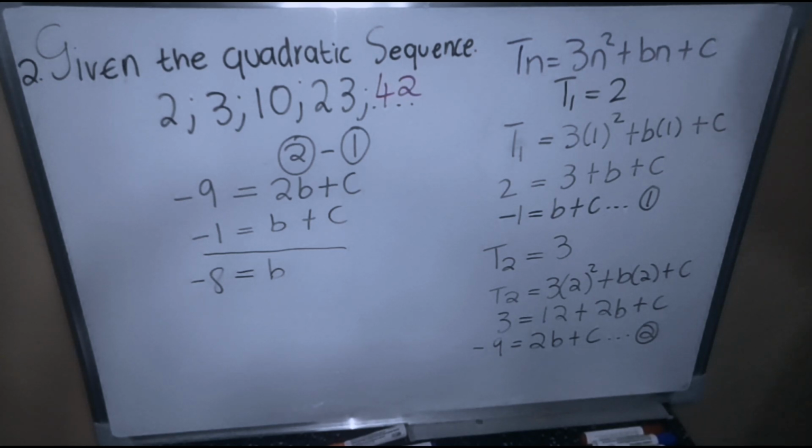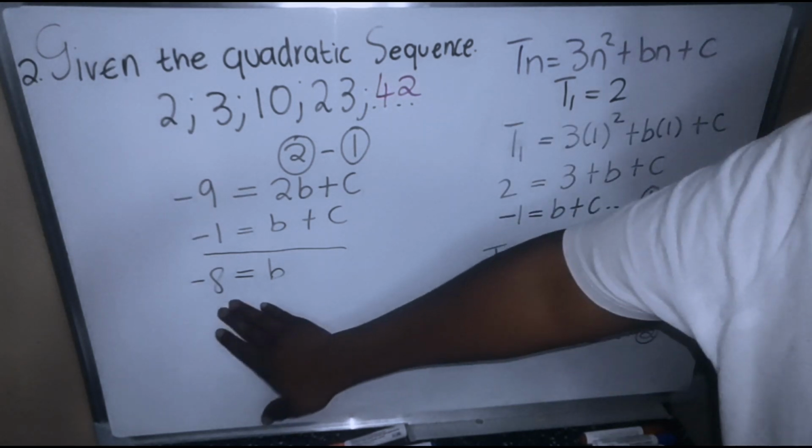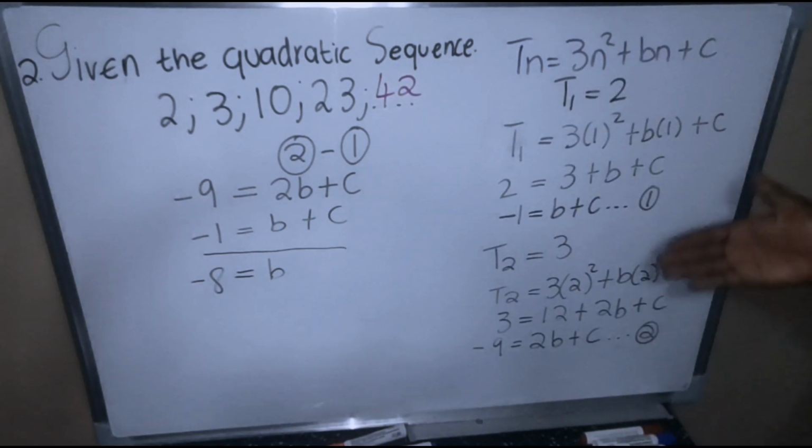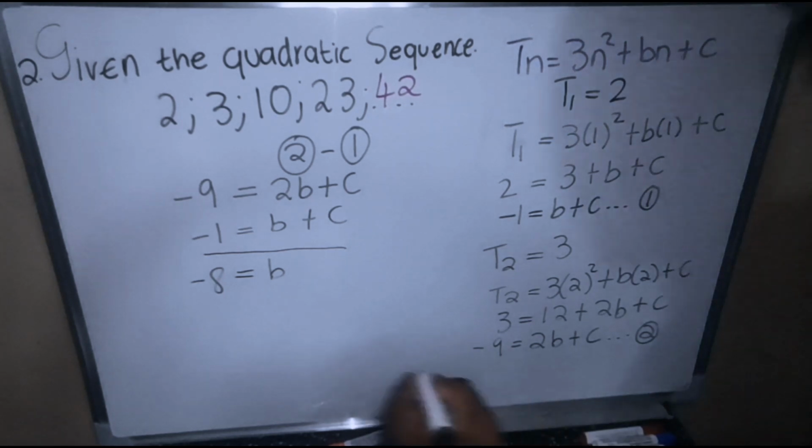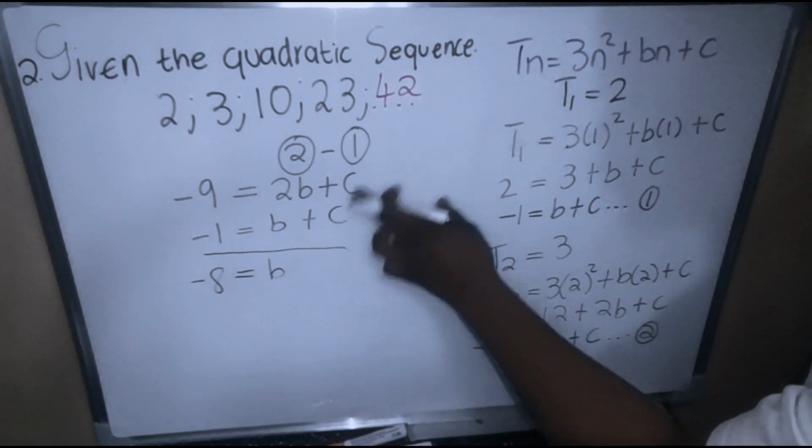I hope we are very much clear. Now, I found b, which is negative 8. How can I find c? I can use any of the 2 equations to find c. So now I know the value of b. Now, to find c, I can use either of the 2 equations.